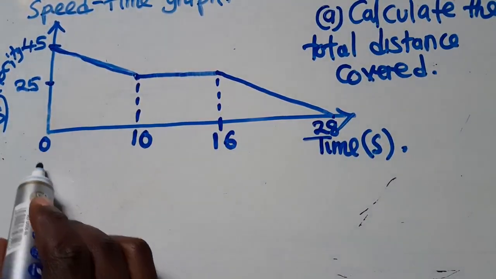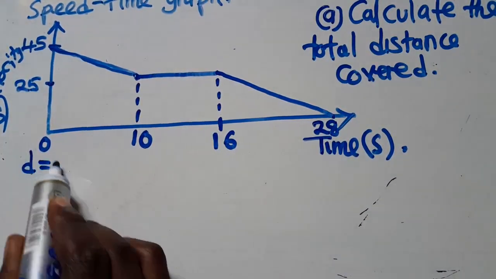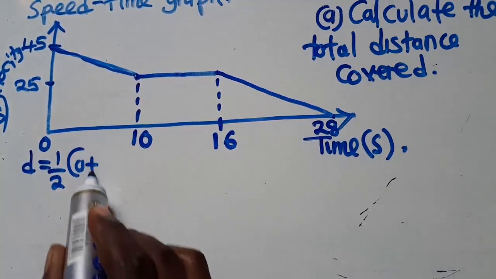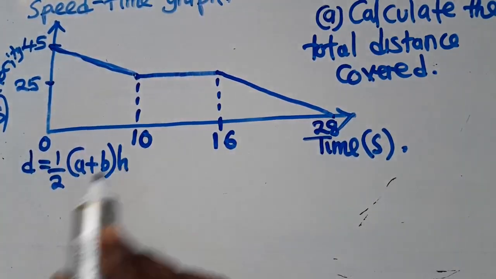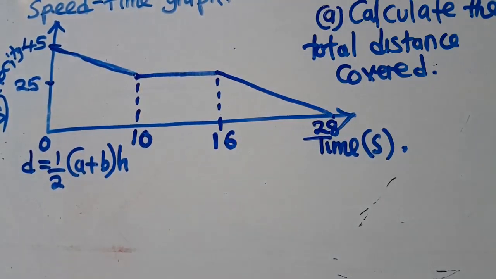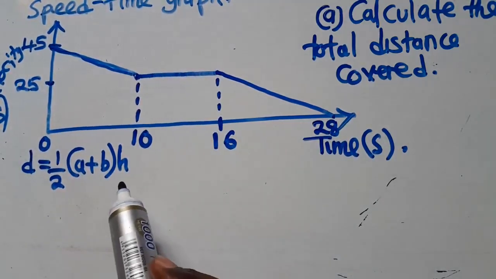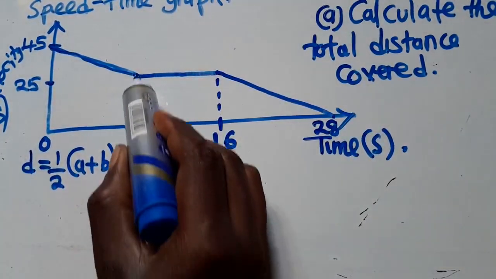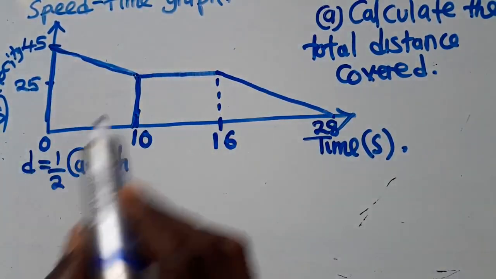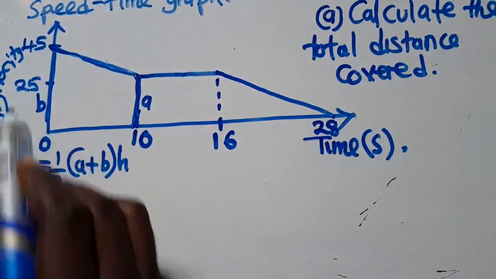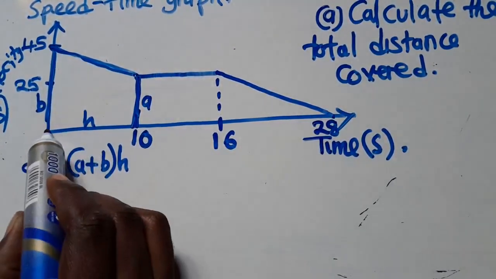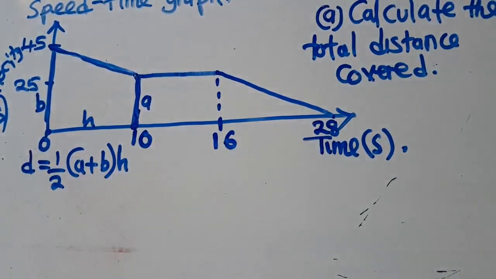So use the formula of a trapezium, where distance is equal to half (A plus B) H. The two sides which are parallel, this side here and this side, are your A and your B. Then this one here is your H, from here to there. It is at this angle. I told you that a trapezium can be on any of its sides; they can put it on this side or another side.